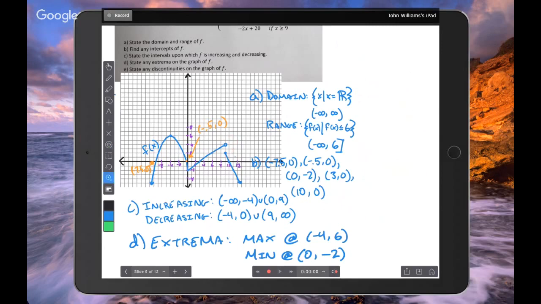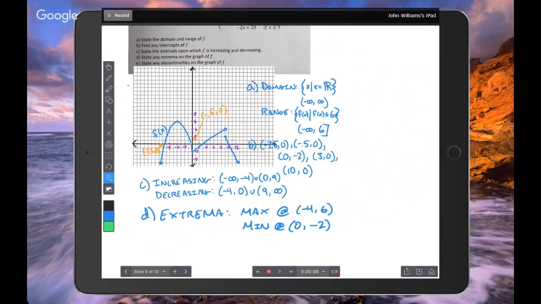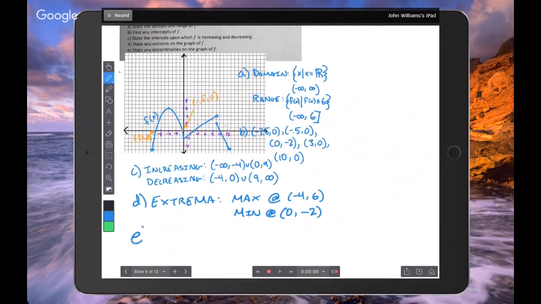But part E, thank you, Rebecca, for making sure I caught it. Part E, discontinuous at x equals 9. Cool. That's it. That's all there was.